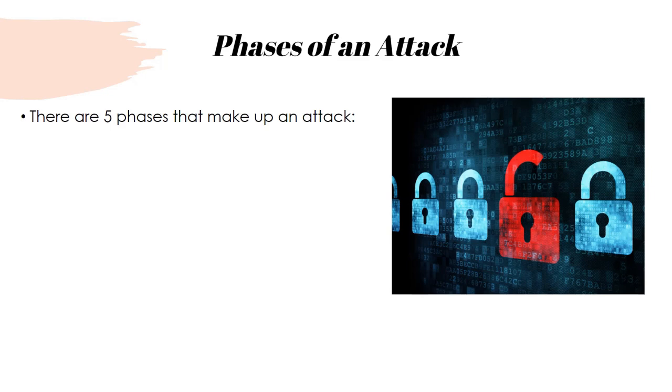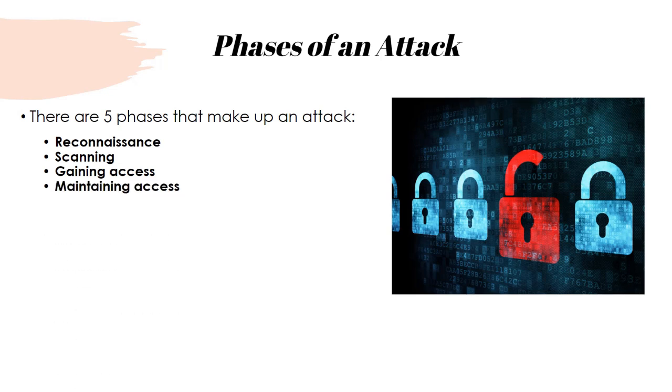So there are 5 phases that make up an attack. The first one is reconnaissance, the information gathering, the scanning, actually looking at the network and looking at what is available for us to exploit. And then gaining access. This is where we actually tie into the actual network. We are in there through whatever kind of loophole that we found.